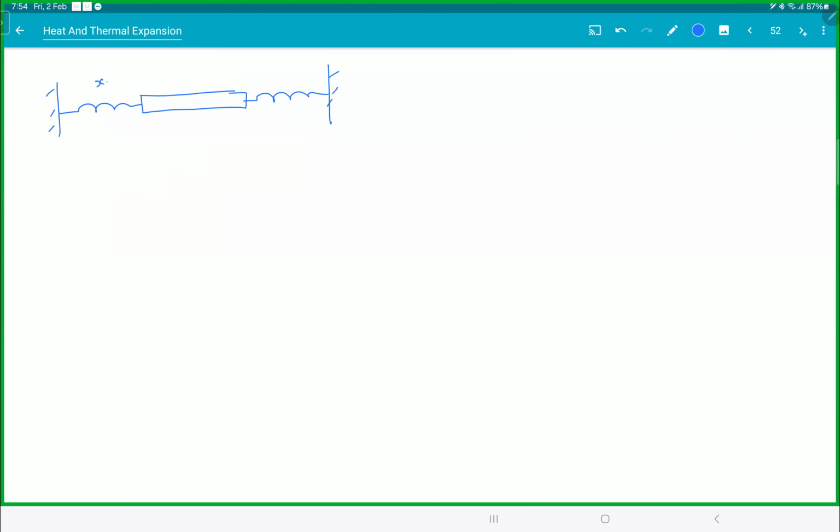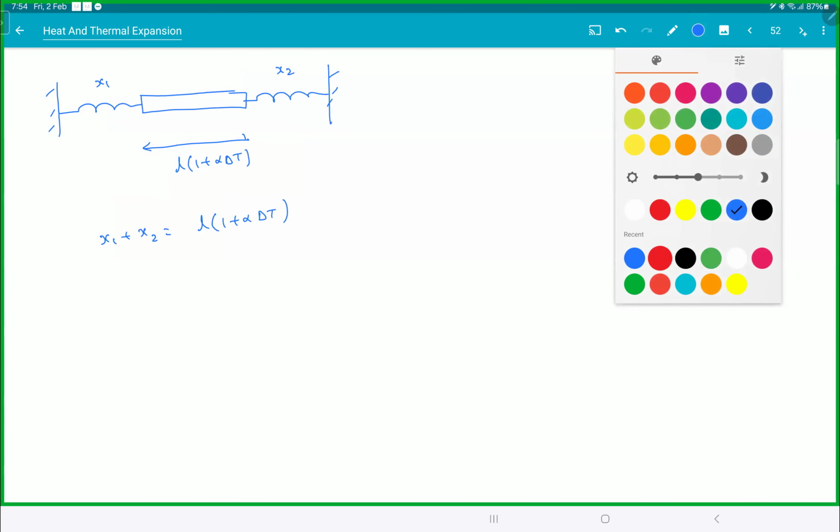Let this guy expand x1. Let this guy expand x2. And the rod's length will become L into 1 plus alpha delta T. So that means x1 plus x2, the compressions, will be equal to the change in length of the rod. Agreed?